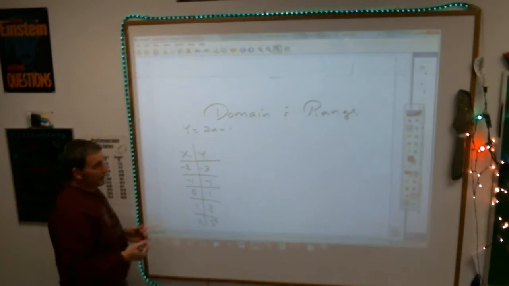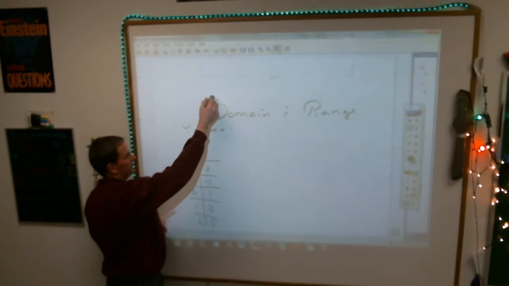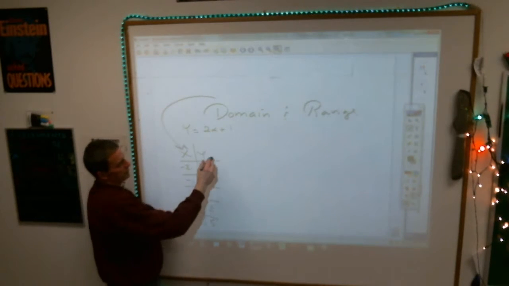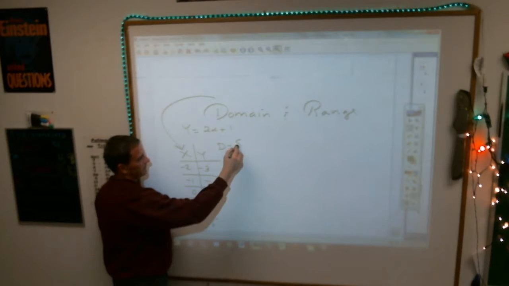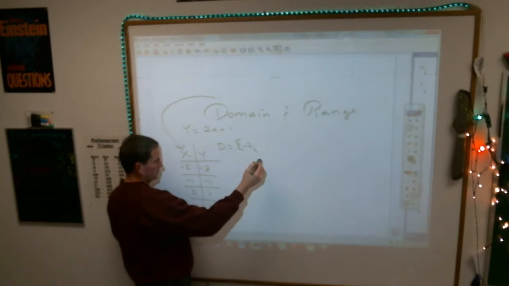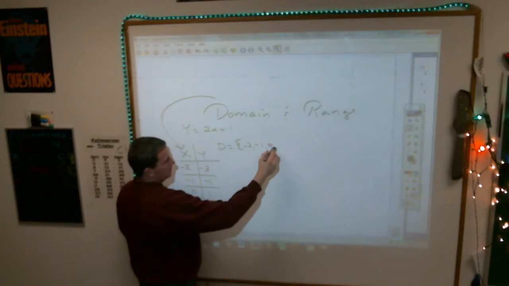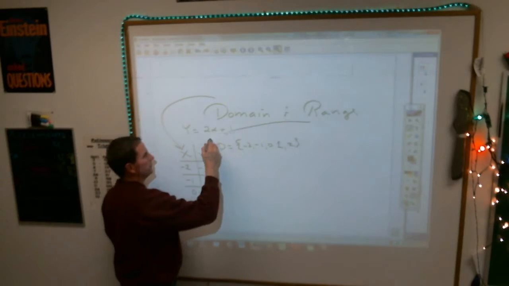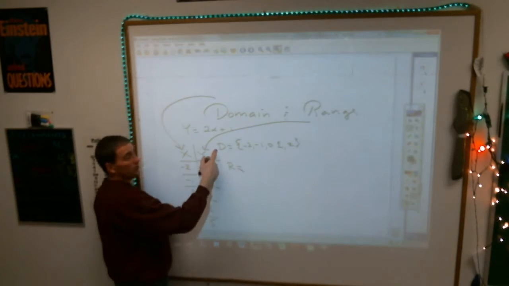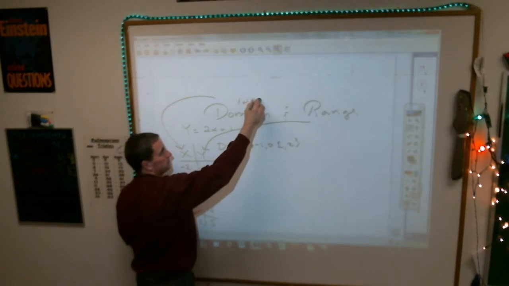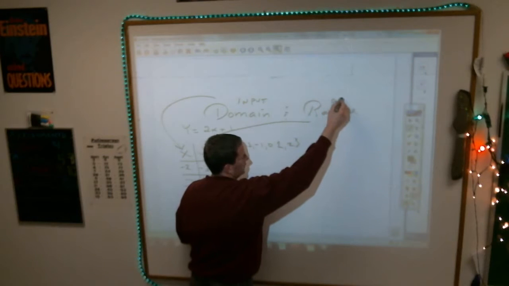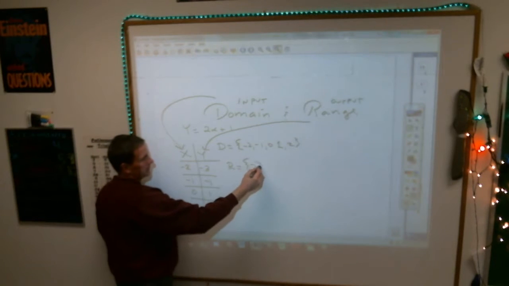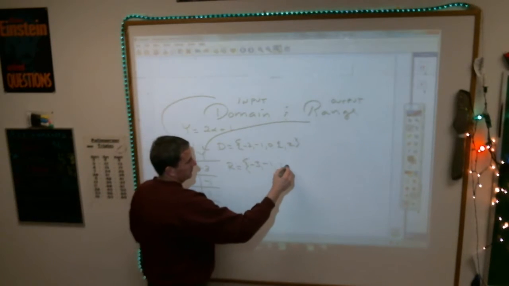When you talk about domain and range in these things, the domain is this number here. If you were listing the domain right now, you could say the domain is the set of numbers that you have for x, which are -2, -1, 0, 1, and 2. And the range is the y values. We also call the domain the input numbers because that's what you input. And the range is the output numbers. So the range would be the set of numbers here: -3, -1, 1, 3, and 5.